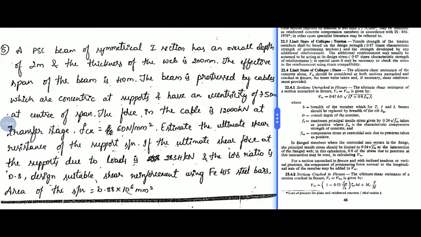If the ultimate shear force at the support due to load is 2834 kilonewton and the loss ratio is 0.8, design suitable shear reinforcement using Fe415 steel bars. Area of the section is 0.88 into 10 power 6 mm square.